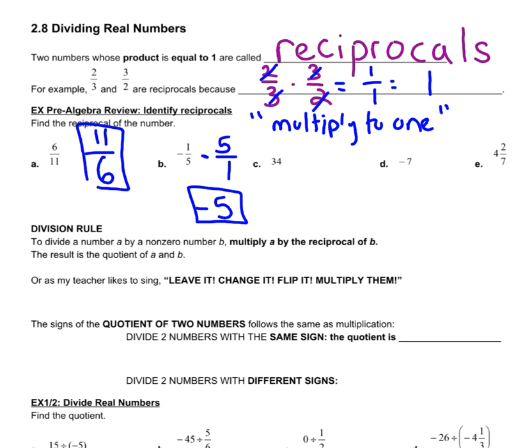Let's use that knowledge for C. We have 34, but we don't have a fraction sign, so we don't really have anything to flip right now. Well, 34 is the same as 34/1.